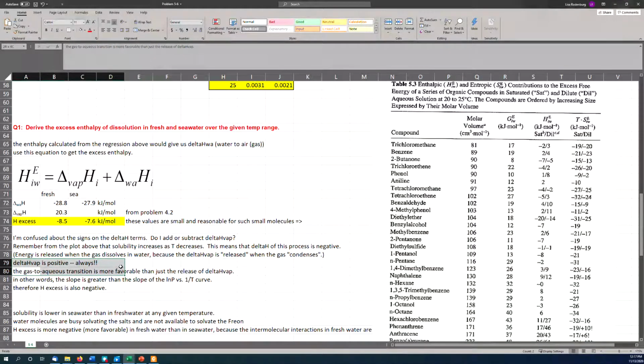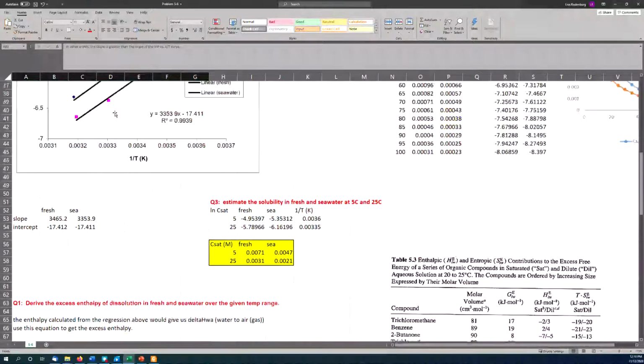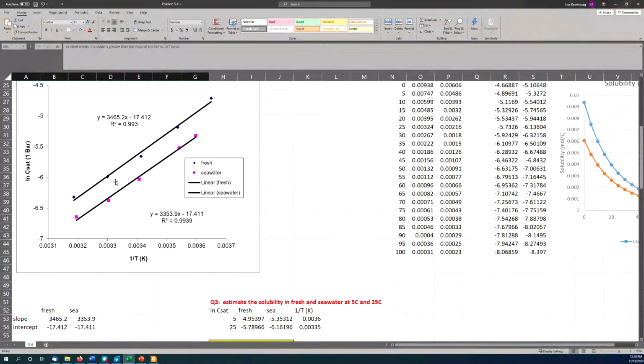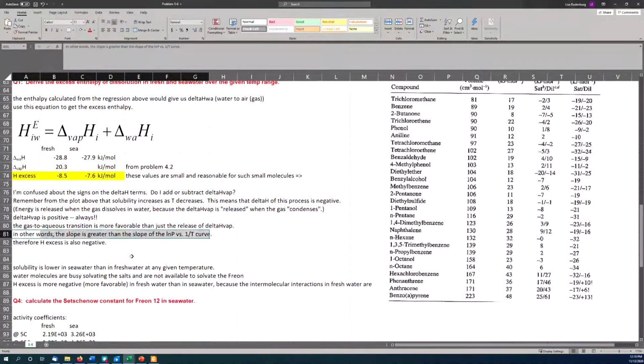So the gas to aqueous transition is more favorable. That's what these numbers are showing you, that this transition is more favorable than you would get just from the release of delta H of vaporization. In other words, the slope of these curves for water is greater than the slope that you would get for delta H of vap. If we were plotting natural log of vapor pressure versus 1 over T, your slope would not be quite so steep. Okay?